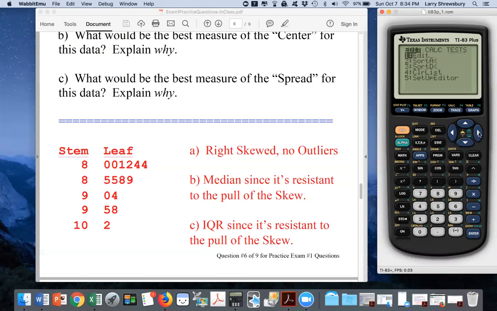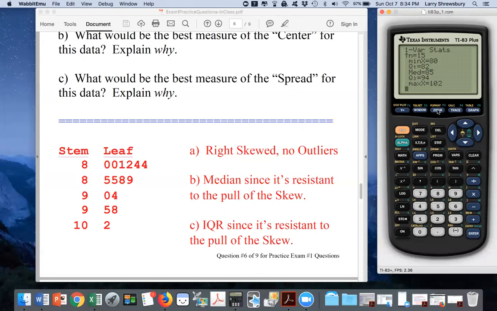Press Stat, go over to Calc, 1-Var Stats, second 1. So notice the mean is 87.8, whereas the median is 85. So you see how the mean got pulled larger? But the median, 85, is representing the typical data values better.